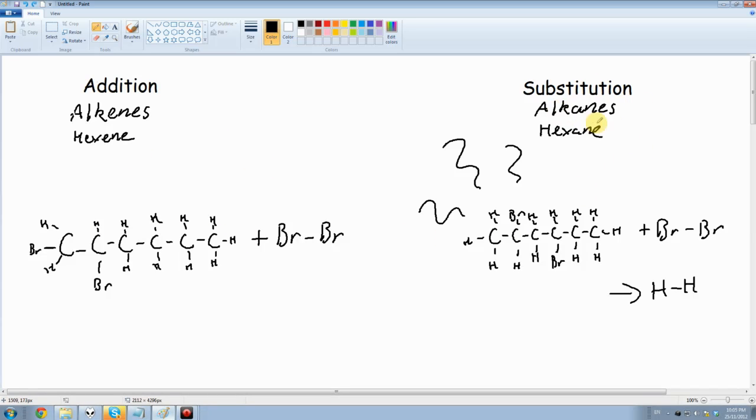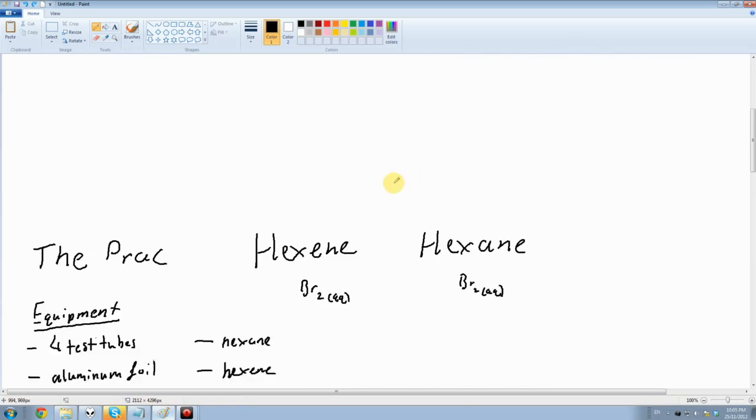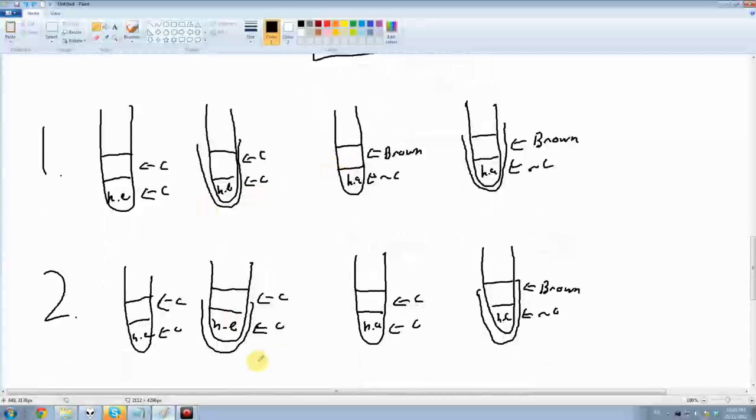The substitution reactions, the alkanes, however, need UV light to react. And when they do, they react quite slowly, which explains what we got down here. The hexene reacted pretty much immediately when we shook it, despite the fact that we had the aluminium foil on or not, that didn't matter. The hexane didn't react instantly, but the one that was exposed to UV light reacted slowly over time. The one that wasn't didn't react at all.